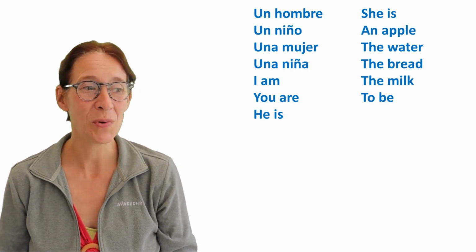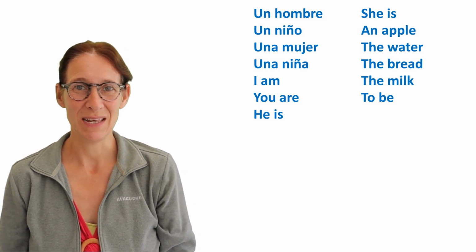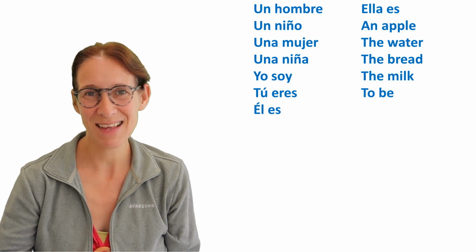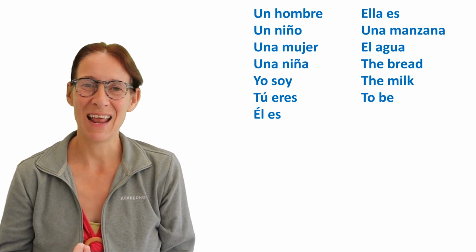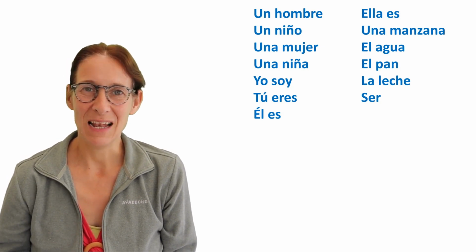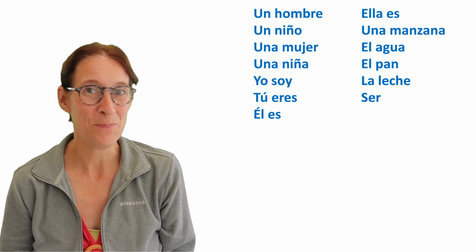We have un hombre, un niño, una mujer, una niña, yo soy, tú eres, él es, ella es. We also have una manzana, el agua, el pan y la leche. And the last word is ser, to be.